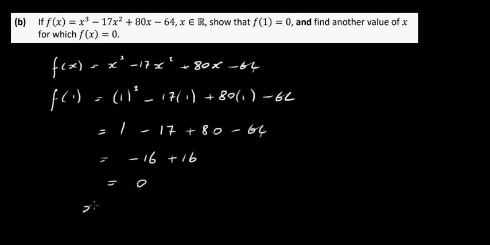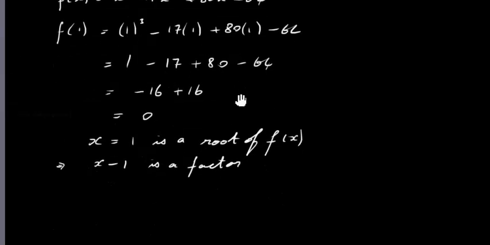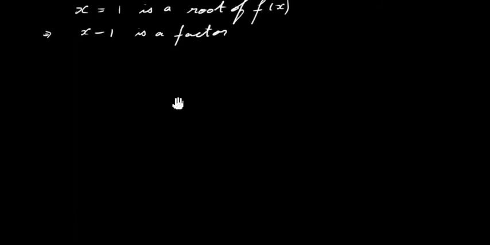So in other words, x is equal to 1 is a root of our function f of x. So now we have the root. That means, using our factor theorem, x minus 1 is a factor of x cubed minus 17x squared plus 80x minus 64. So we can divide this x minus 1 into our function, and that will give us our other factor. So we just have to do a little bit of long division here.